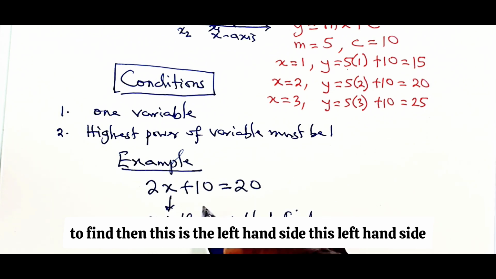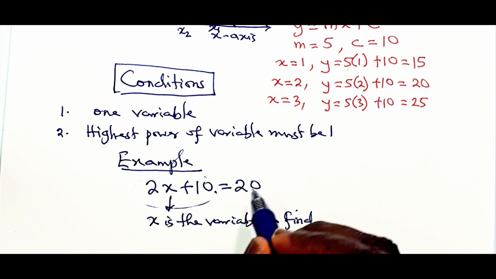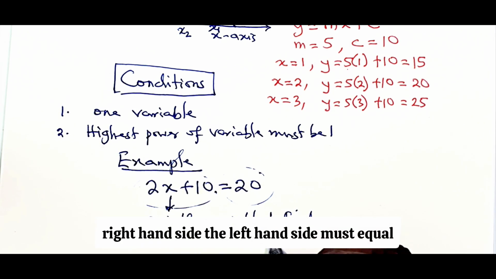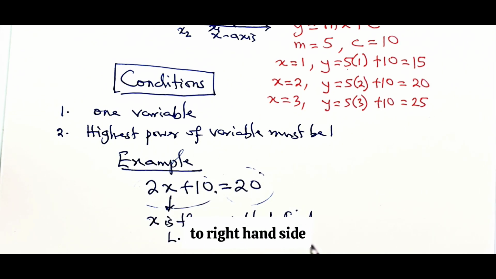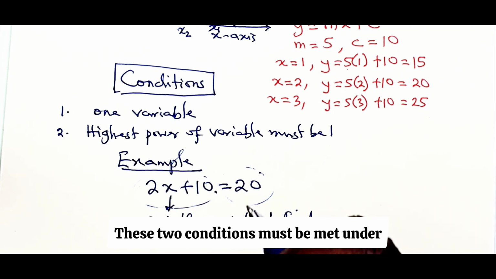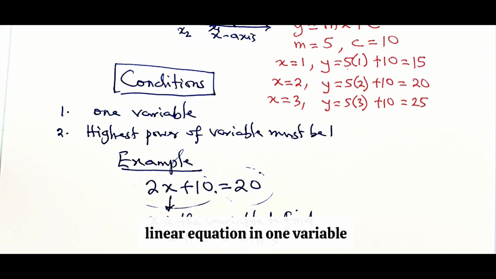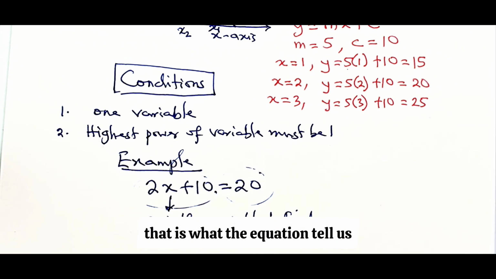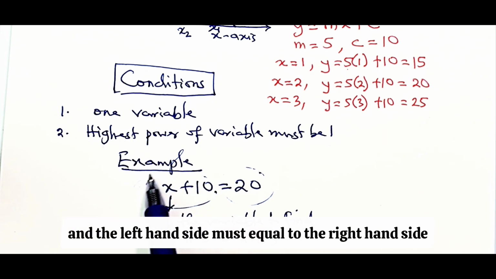Then this is the left hand side, and this is the right hand side, meaning that the left hand side must be equal to the right hand side. These two conditions must be met under linear equation in one variable. That is what the equation tells us. What this equation tells us is that x here is the variable to find, and the left hand side must equal the right hand side.